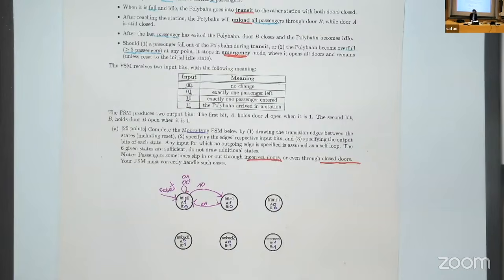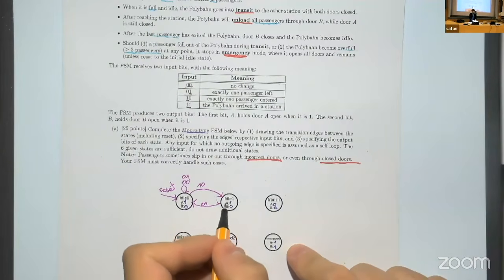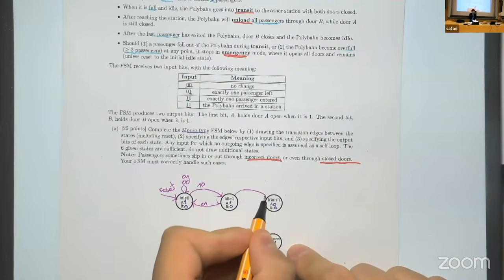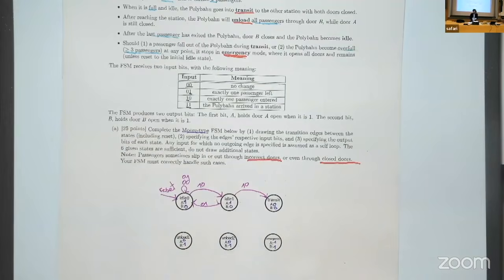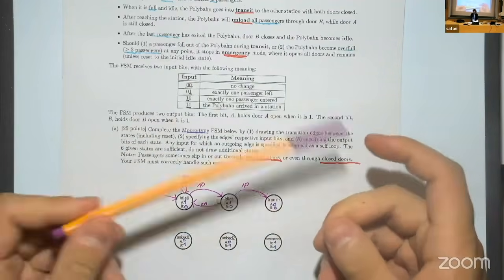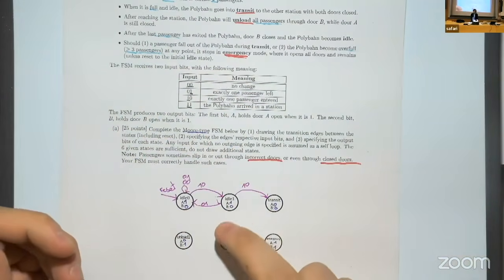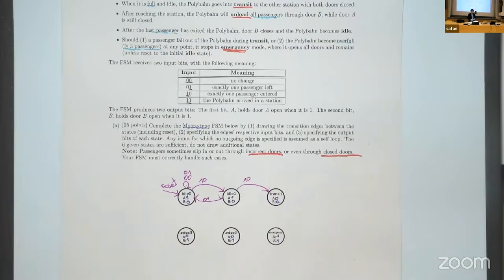So we could totally have a passenger slip back out through the door they were supposed to enter, and we handled that here. We go back with an edge. If we have 1 passenger and they are in idle state, if you get an additional passenger, we should go into transit. As specified, when it's full and idle, the polygon goes into transit to the other station with both doors closed. So full is at least 2 passengers. We had 1 passenger, we added 1 more. Now we go into transit right away. That's fine.